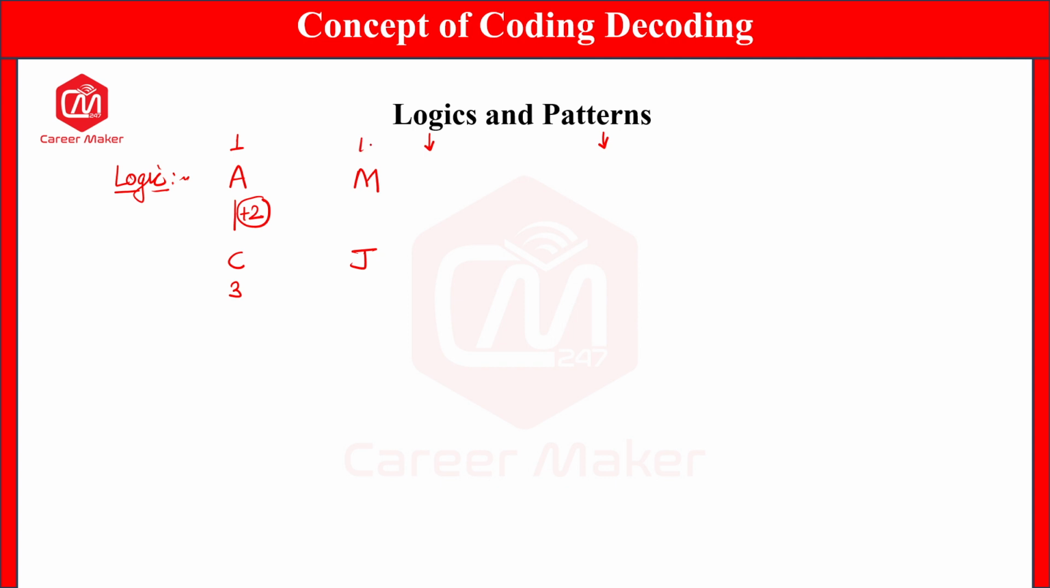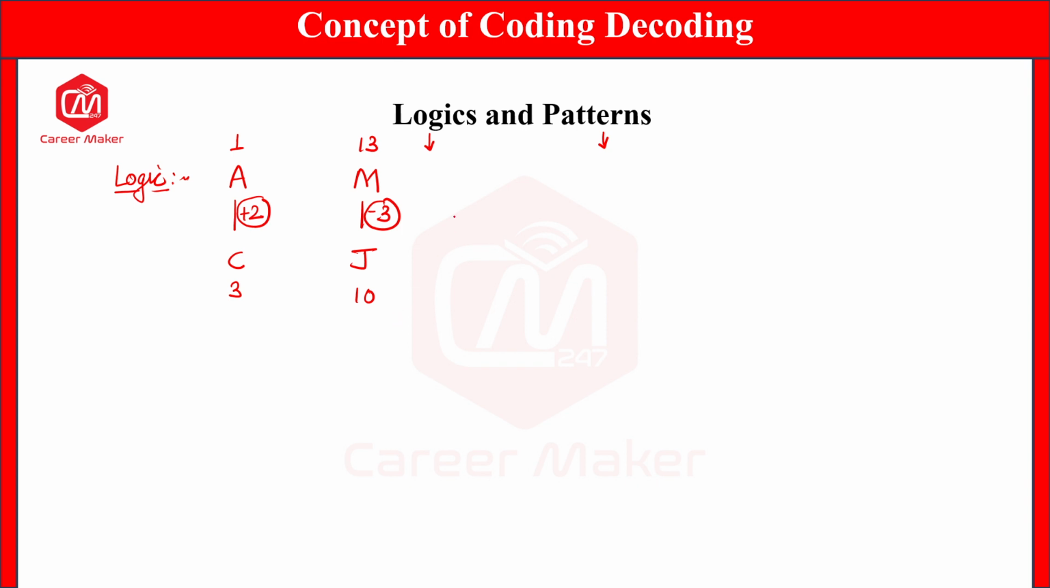Now if I have M here and I am writing J, the position of M is 13 and J is 10. So what I did is I subtracted 3. What I am doing here is using logic to decrease the position of the letter by 3. So that's called decremental logic.